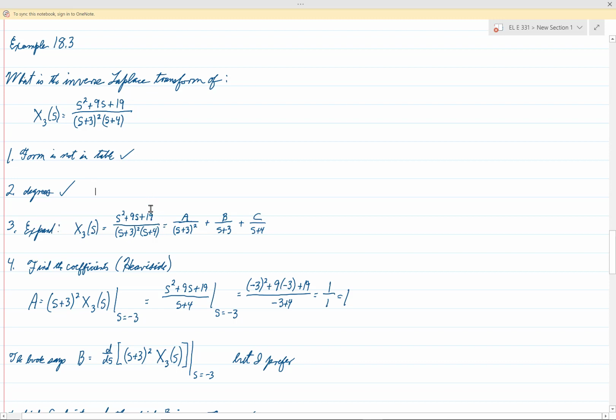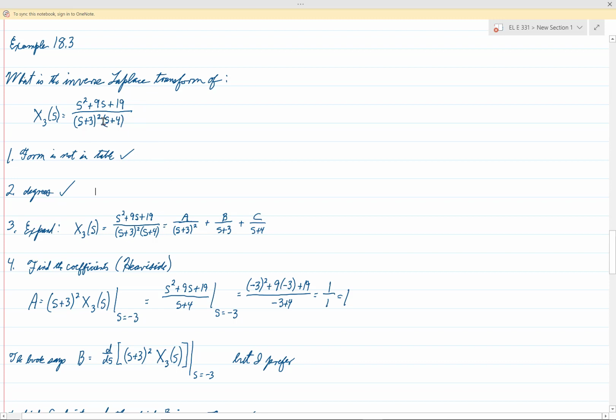And if you look in your table, you will see that you have terms that look like 1 over s plus 4, of course. But for this (s plus 3) squared, whenever you have a term like this to some power, you need to include that power and all powers lower than that. So we will have A over (s plus 3) squared plus B over (s plus 3) to the first power. If this had been (s plus 3) cubed, we would have A over (s plus 3) cubed plus B over (s plus 3) squared plus C over (s plus 3), and then plus D over (s plus 4).